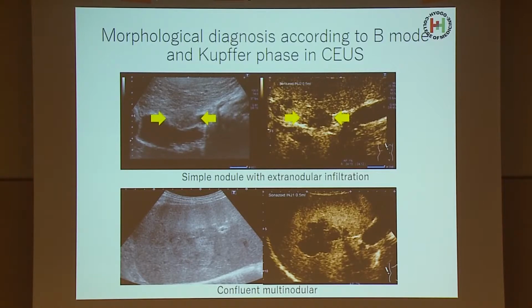Kupffer imaging of HCC may be useful for the morphological diagnosis. In the upper figure, this tumor is clearly demarcated in B-mode US image, but is irregular in CEUS image. This node was 20 mm, but was treated surgically because of its morphology. In the lower figure, morphology of HCC was confluent multinodular type in Kupffer phase imaging, but unclear in B-mode US.